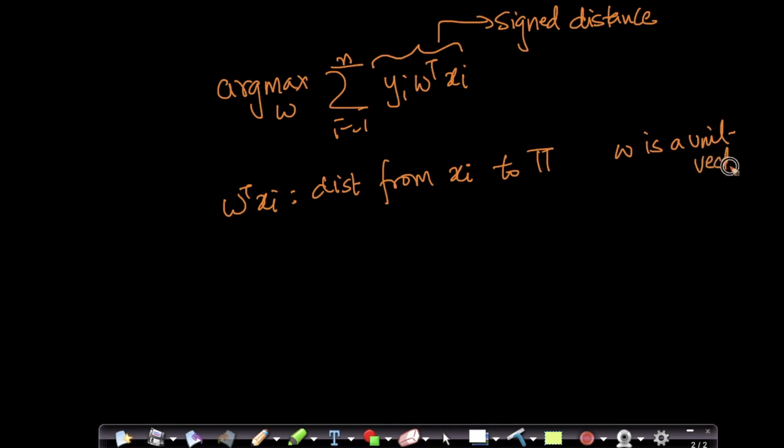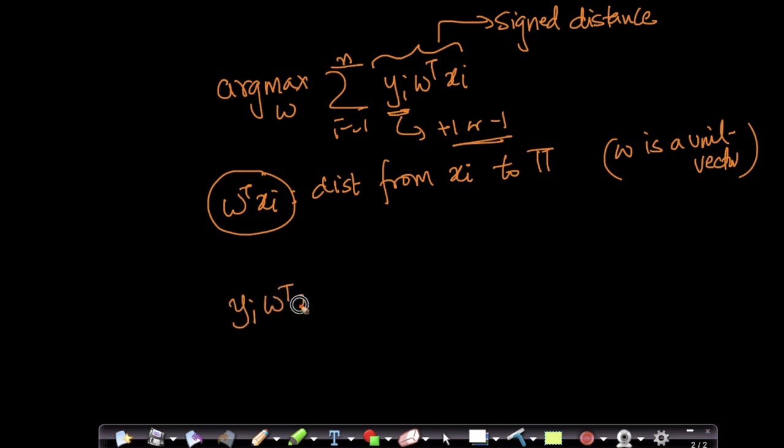We saw this formulation earlier. In this whole thing, we're assuming that W is a unit vector, so this is nothing but the distance. Now, when I multiply with yi, and remember, yi can take +1 or -1 values, I call W transpose Xi the distance, and I call yi W transpose Xi the signed distance. And what does signed distance do? If the signed distance, yi W transpose Xi, is positive, what does this imply?